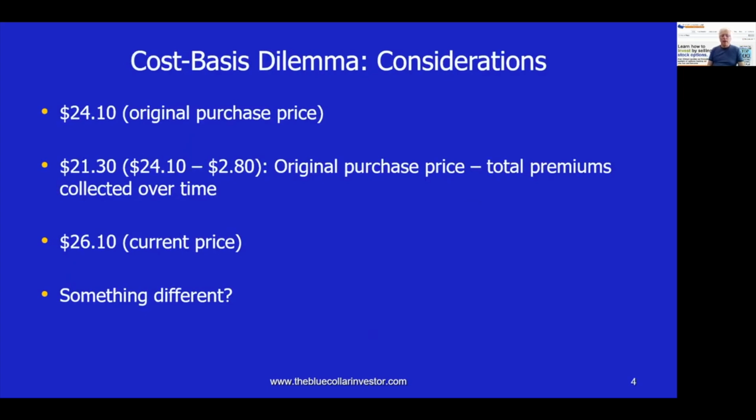So here is our cost basis dilemma when we're rolling these options. These are the possibilities now. Should our cost basis be 24.10, which was the original purchase price? How about 21.30, which is the original purchase price, 24.10, minus all the premiums we collected, 2.80? That would come down to 21.30. Should it be 21.30 or the original 24.10? How about 26.10, a third choice, and that's the current market value of the stock. Should we use that when we're rolling the option? Or perhaps, is it none of the above and something different?